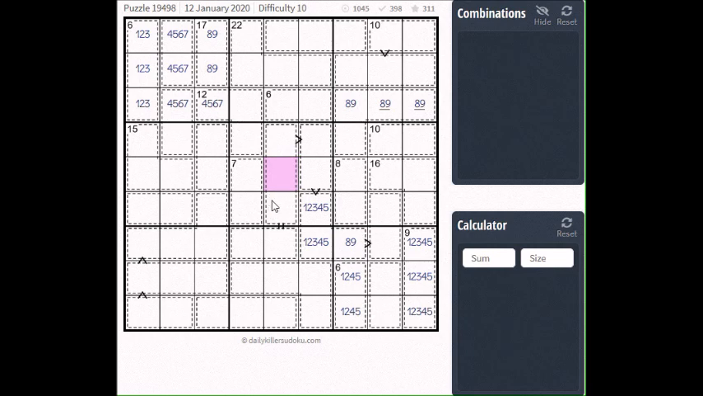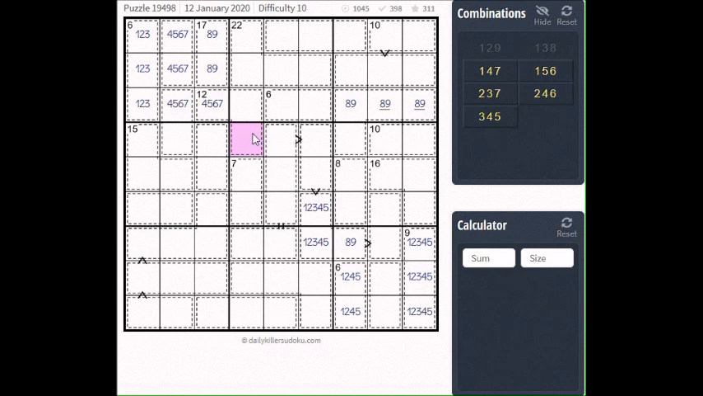Now I'll also move to this, which is interesting because note that here we don't have 9, 8, but also here we don't have 9, 8. So the 9 and 8 must be in these 5 cells.